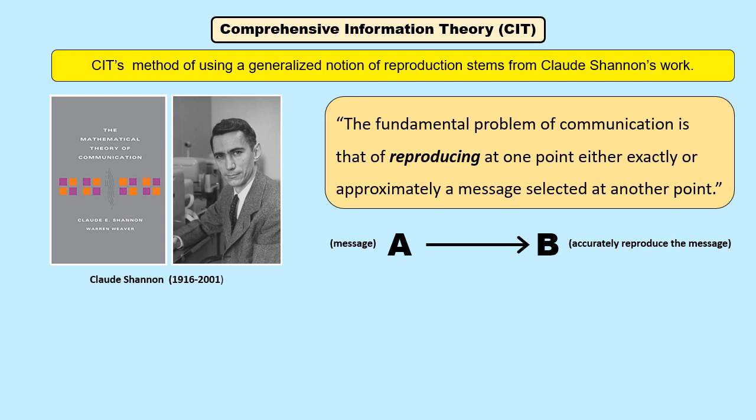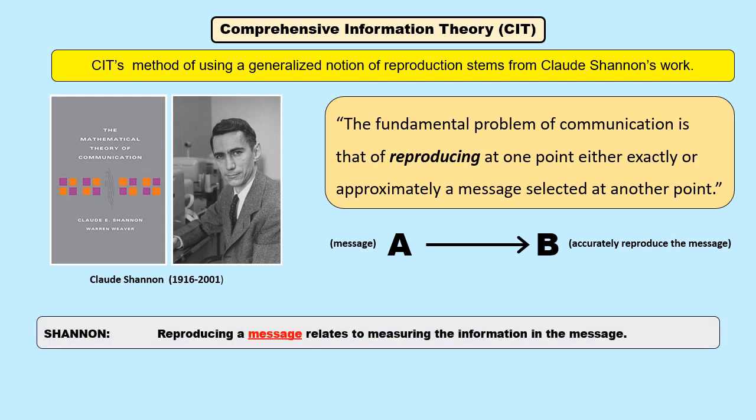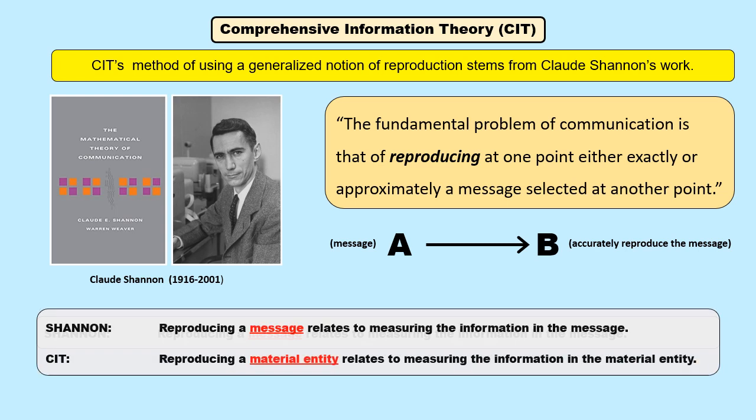The bottom line is this: measuring the information in a message is directly related to reproducing that message, under a specific set of conditions. What was done in CIT was to generalize that idea, such that it applies to any material entity, not just to messages. That generalization was possible because messages are themselves material entities, that is, messages are a subset of the entire set of material entities. Putting all of this together is what leads to CIT's method for measuring information in a material entity.